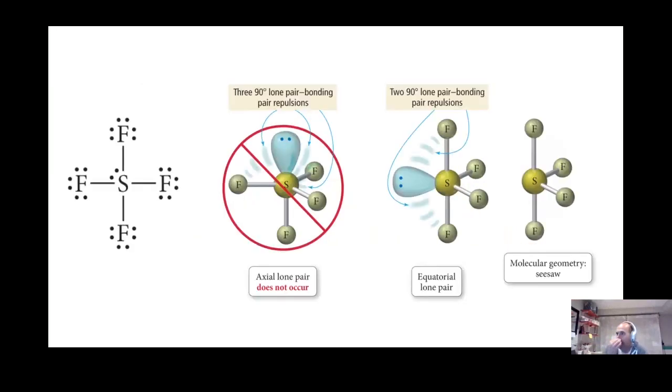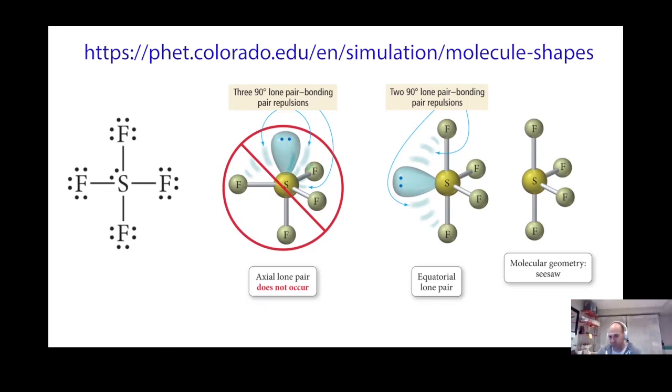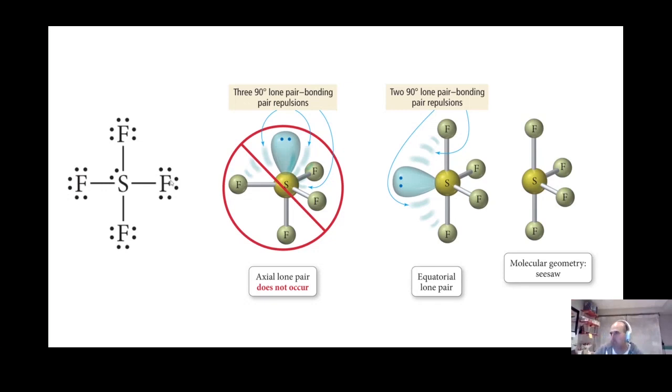Now, when we get to these other shapes, there are more derivatives of the shapes. And the truth is I don't have a good way to learn this except to memorize it. Mess around with the PhET simulation. It's a really good way to get used to those shapes. If you have a model kit, then that is maybe the best way.